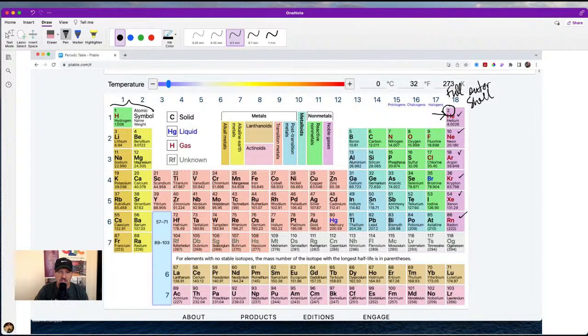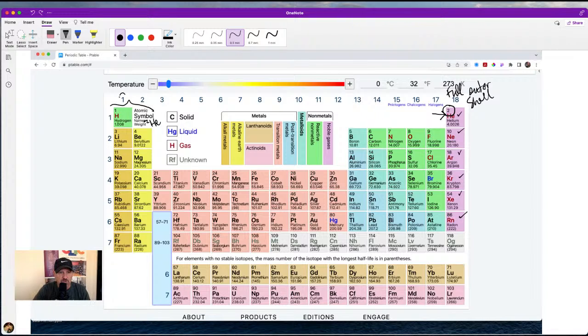So technically, I might talk about right here being helium's secondary spot. But helium doesn't really go there because it's not a group 2 element.